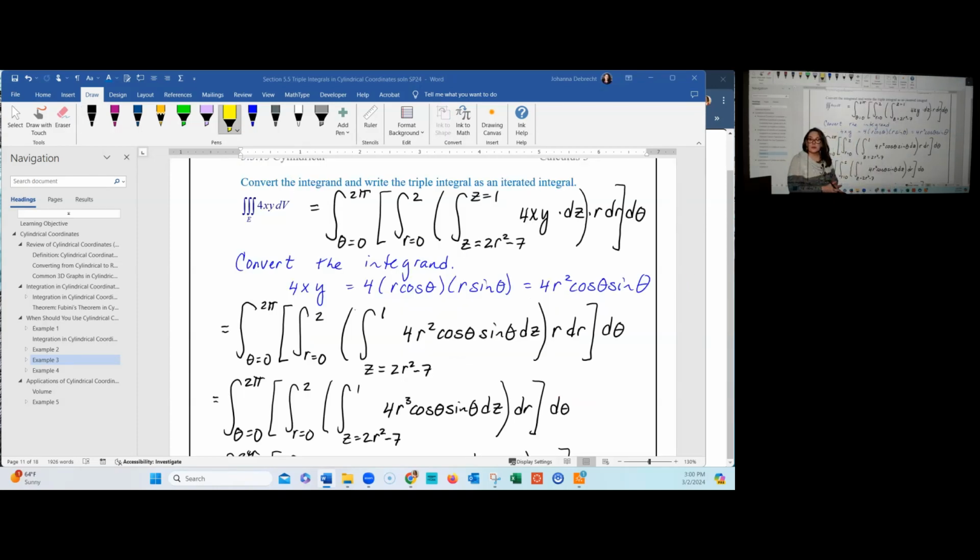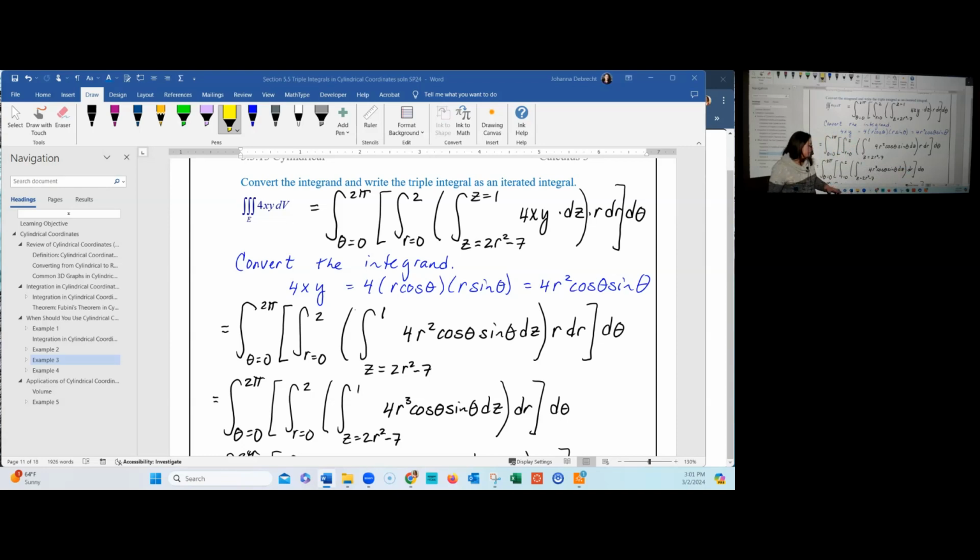Make sure that when you set up your iterated integral that you do convert the integrand for xy into a function of r and theta. This will give you 4 times r cosine theta, r sine theta, or 4r squared cosine theta sine theta. When you incorporate the r from the differential dz r dr d theta, you get 4r cubed cosine theta sine theta dz dr d theta.